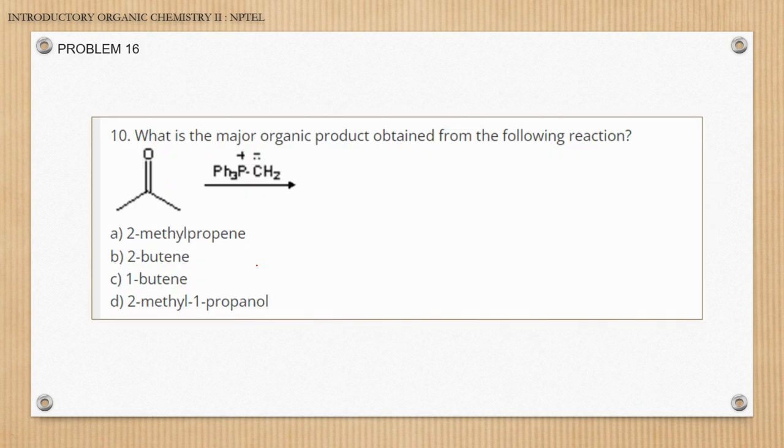Now coming to problem number 16, which is the last question of today's session. It is a very simple question. In this question you have to answer what is the major organic product obtained from the following reaction. So they have treated acetone with a Wittig salt. This is a name reaction, that is the Wittig reaction. Basically this is the salt, in zwitterionic form. It will react with your ketone to give you a product, and you have to identify that product. Can anyone tell me quickly what would be the product?